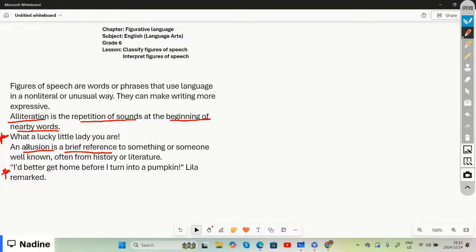And if we look at an example, it says, "I better get home before I turn into a pumpkin," Leela remarked. So I better go home before I turn into a pumpkin, Leela remarked.